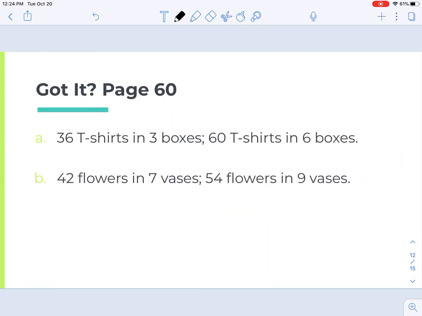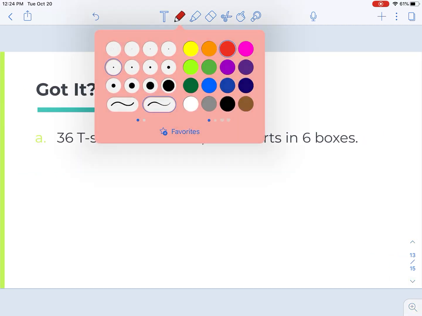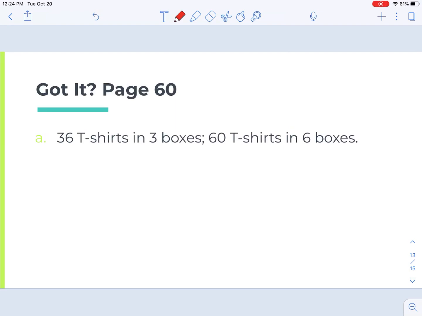Okay. In class, we then worked on the got it on the bottom of page 60. So I'd like you to take a couple minutes to pause the video, see if you can figure out the got its on the very bottom of page 60, and then we'll go over them. All right, hopefully you have tried got it A. Pause the video if you have not to see if you can do it on your own. In this one, you could have used either strategy.